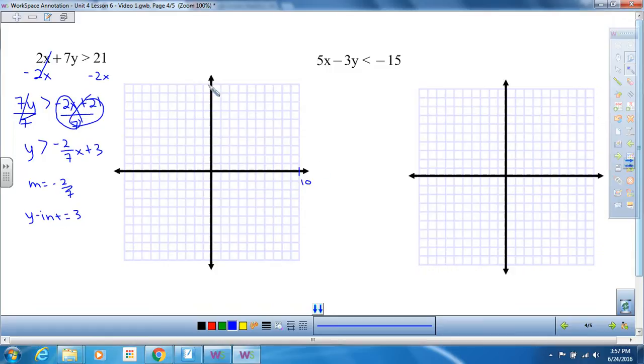Okay, so graph your points. Start at 3. And we're going to go down 2 and right 7. We'll go up 2 and left 7. Okay, this will be a dashed line because there's not an equal to.